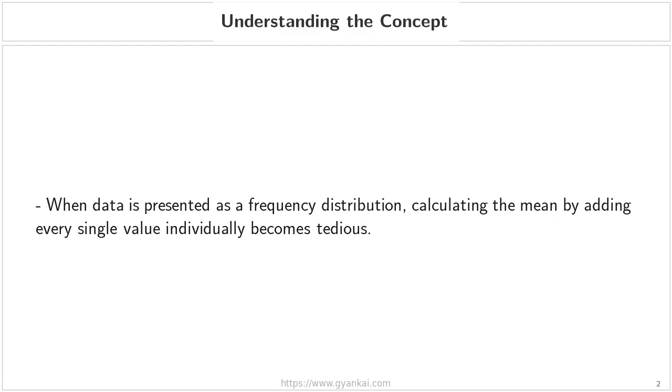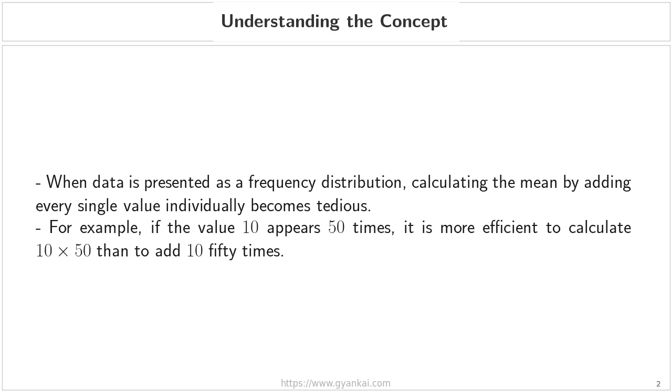Understanding the concept. Now that we've established what a discrete frequency distribution is, let's think about why we use it. When you're looking at data presented this way, trying to find the mean by manually adding every single value one by one becomes incredibly tedious and time-consuming, especially with large datasets. To give you a practical example, imagine if the value 10 appears 50 times in your list. Instead of writing down 10, 50 times and adding them all up, it is much more efficient and faster to simply multiply 10 by 50.